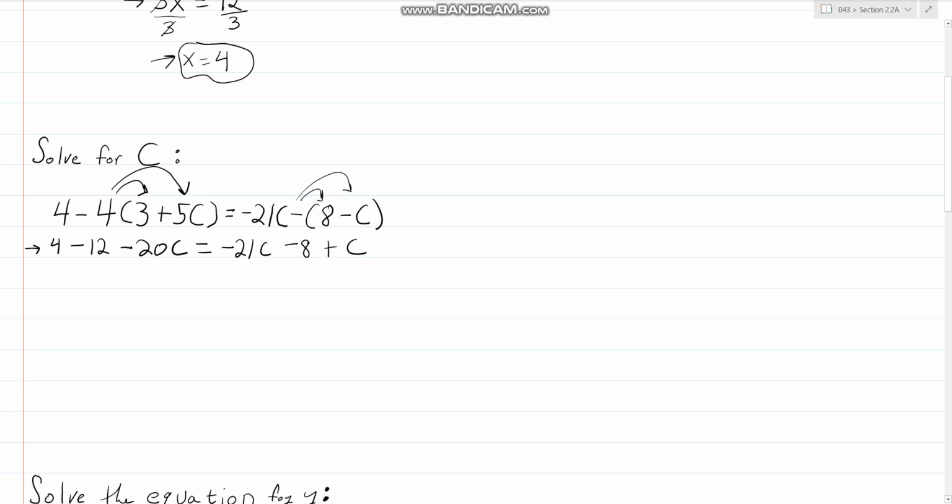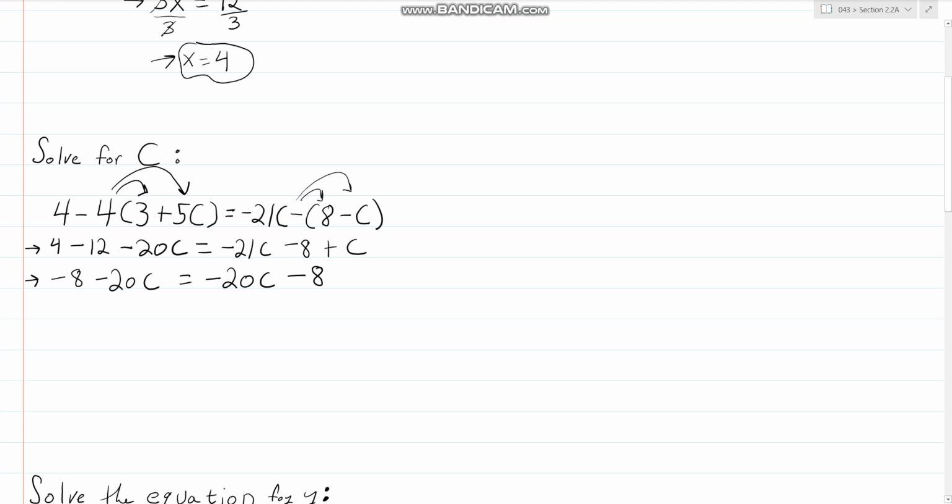All right, let's keep simplifying, seeing what we can do. So I have 4 minus 12. Well, that's going to be negative 8 minus 20c. And on this side, it looks like I have negative 21c plus c. Well, that's going to be negative 20c. And then I have that negative 8 here.